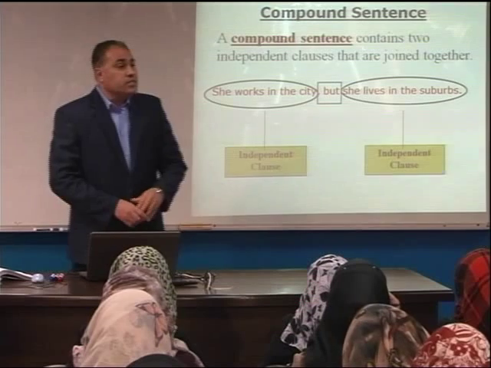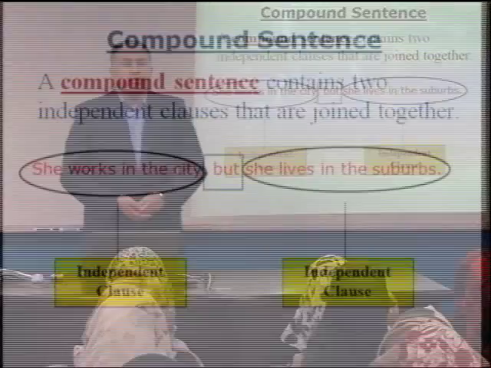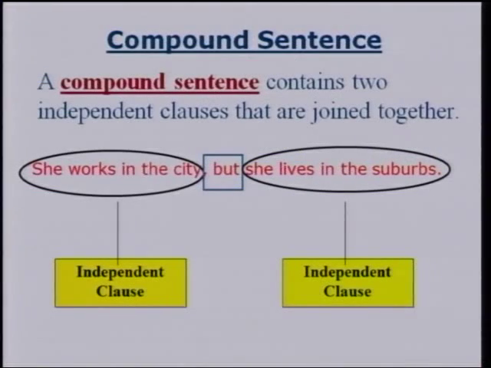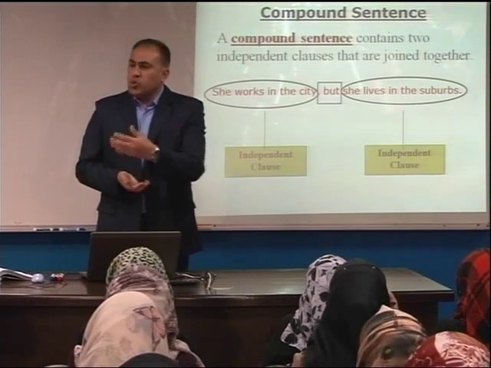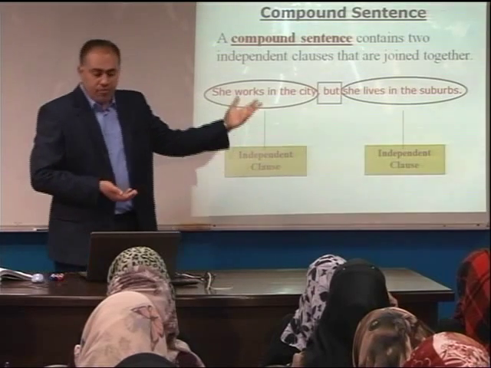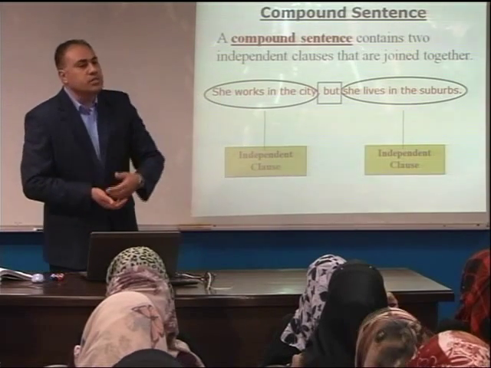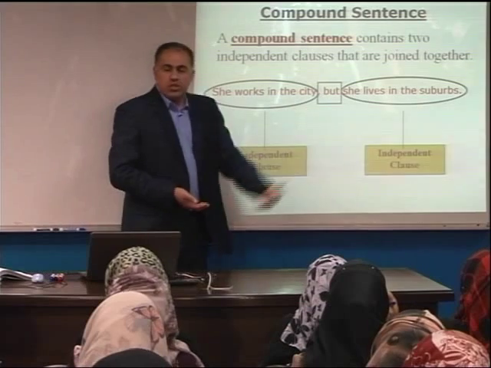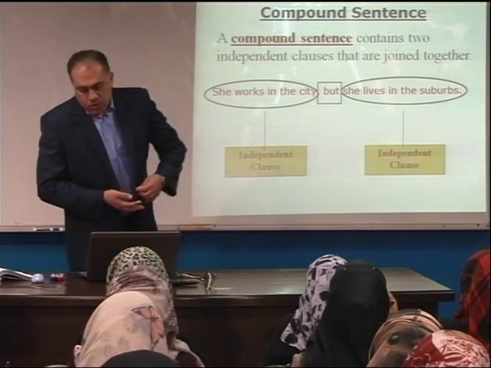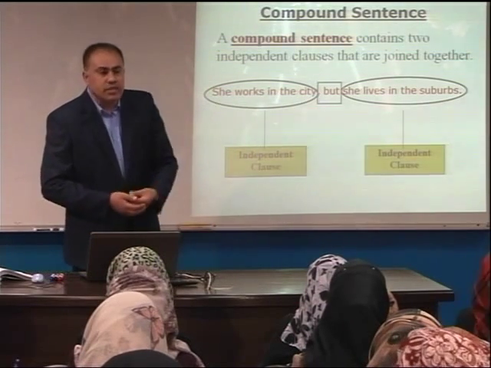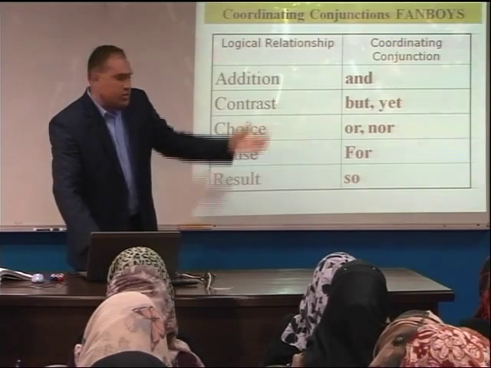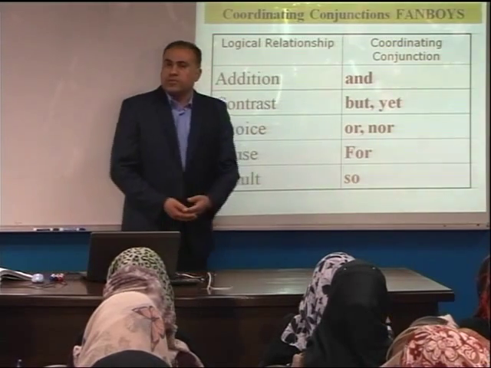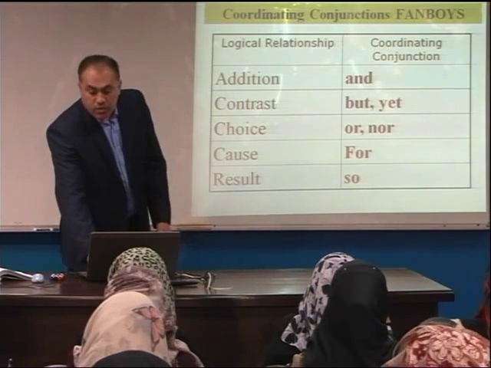We also looked at compound sentences. And what is a compound sentence? Basically, two simple sentences joined together by a comma and a coordinator, one of those fanboys. For example, she works in the city, but she lives in the suburbs. So what we have here is a compound sentence, and we see all these fanboys connectors.